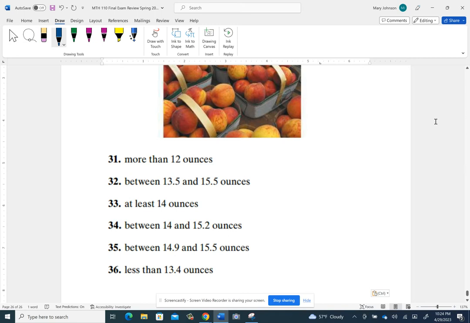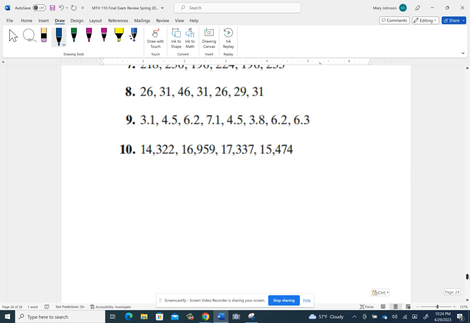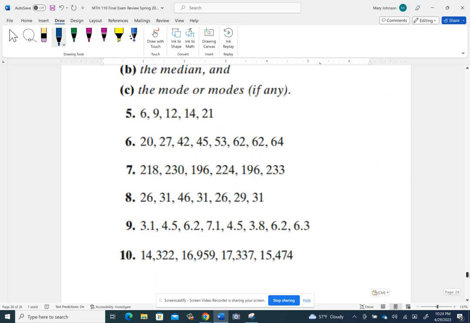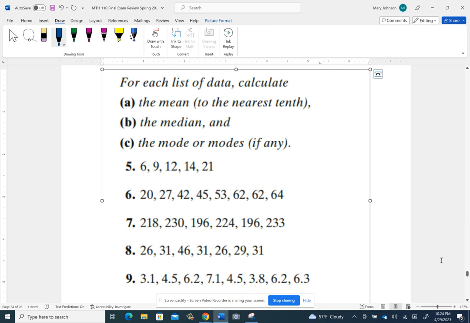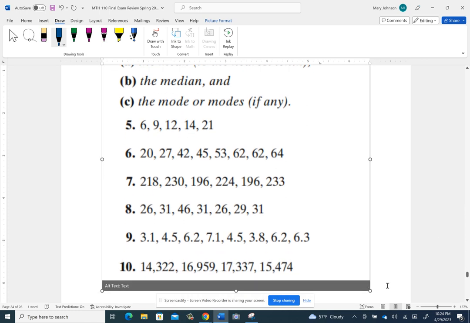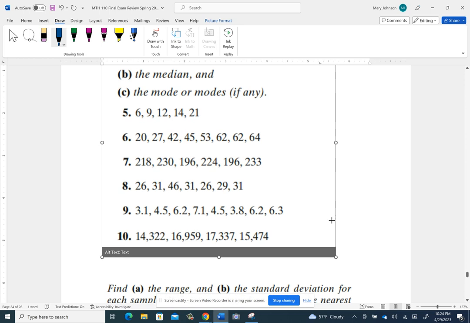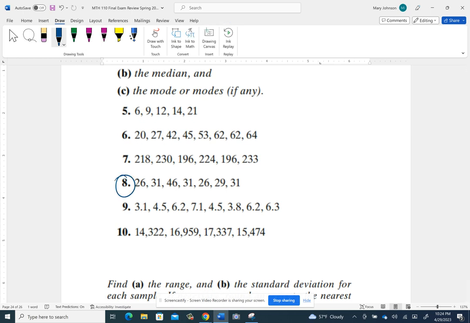And now we're going to work on the chapter 12 suggested problems. Okay, so with chapter 12, we're doing just mean, median, and mode was one of the questions. So let's take one of these data sets and go ahead and do that. Let me squish this down a little bit. All right, so I'm just going to take number 8. So if I'm doing mean, median, and mode.